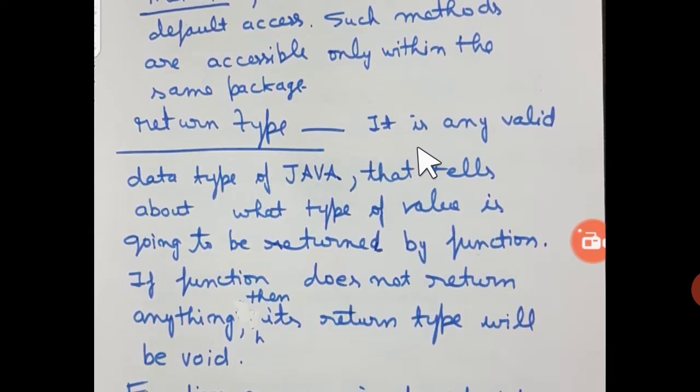It is any valid data type of Java. Means it can be int, char, string, any valid data type of Java that tells us about what type of value is going to be returned by the function. The data type of the value which is going to be returned by the function will be determined through this return type. Okay, now students, if function does not return anything, because there are many times this function displays something, so at that time it doesn't return anything, so in that case its return type will be void.